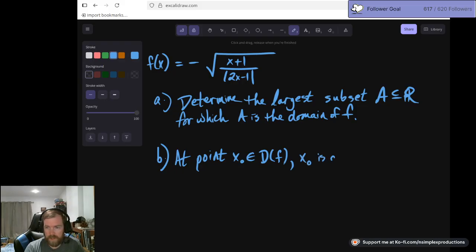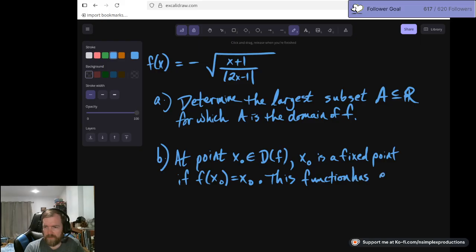Then, x0 in the domain of f is a fixed point if f of x0 is equal to x0 itself. This function has exactly one fixed point. What is it?